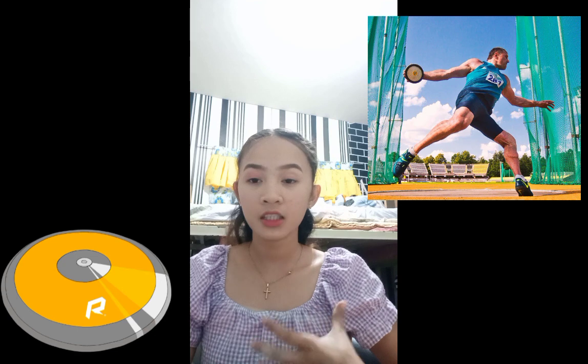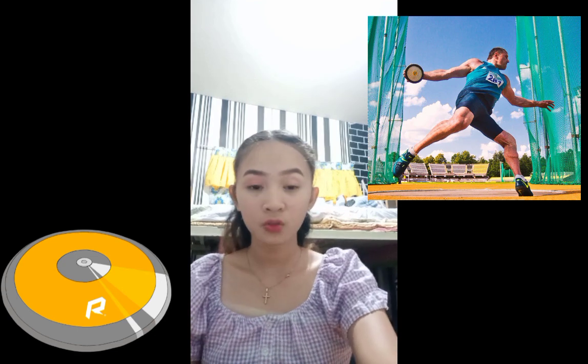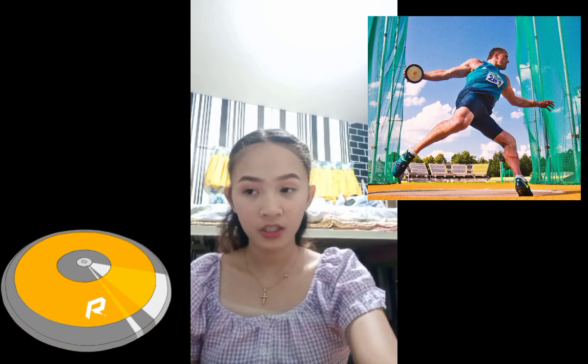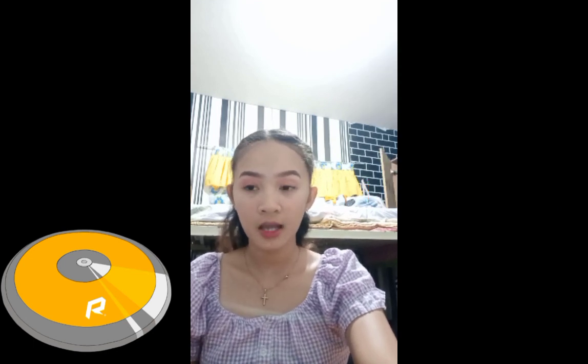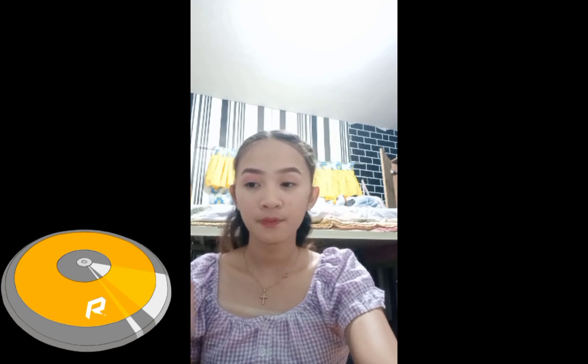In the discus throw, it is a throwing event where athletes throw a metal disc weighing 2 kg and 22 centimeters in diameter for men, or 1 kilo and 18 centimeters in diameter for women, as far as possible while running inside a 2.5 meter diameter circle. To measure the valid throw, the discus must land inside a marked sector.